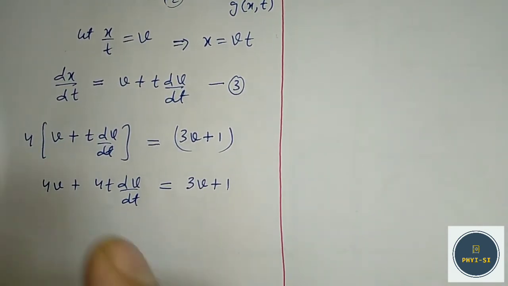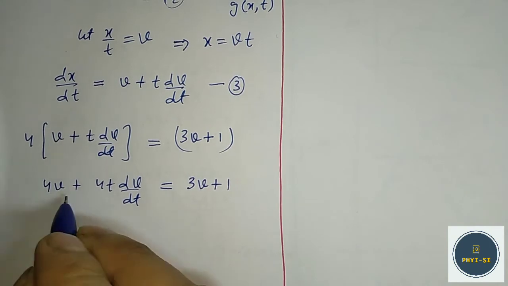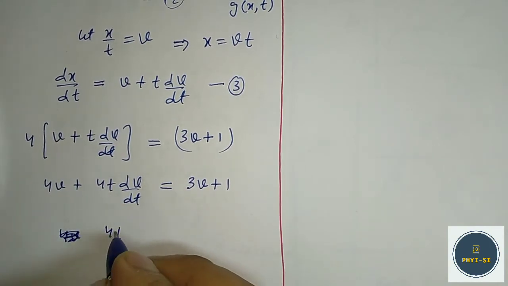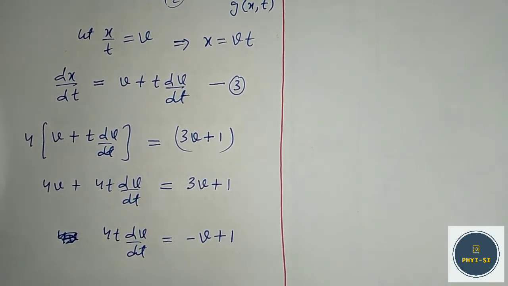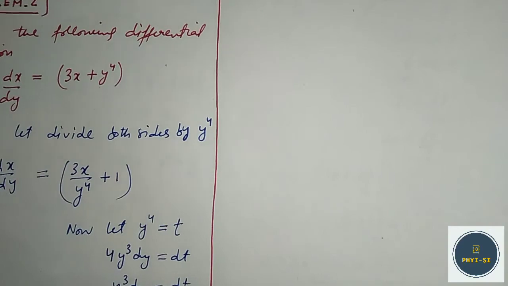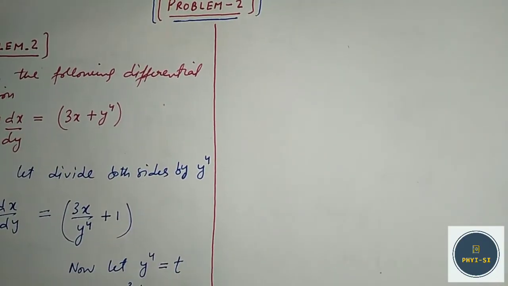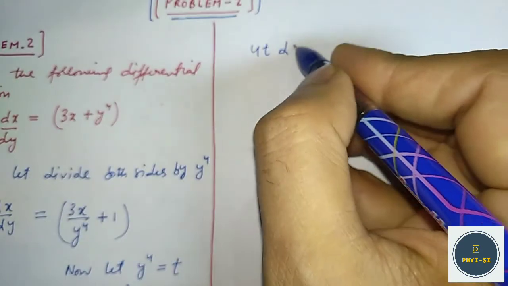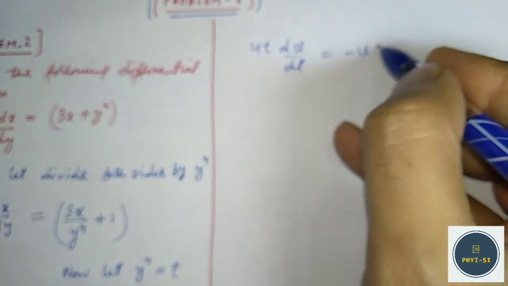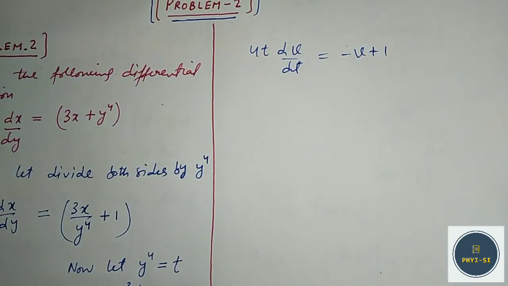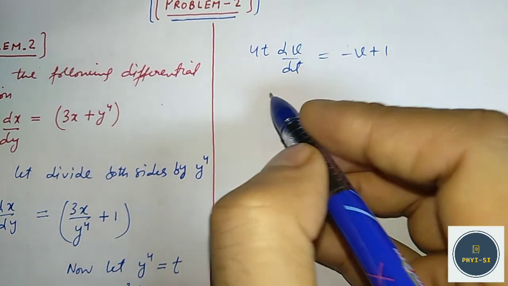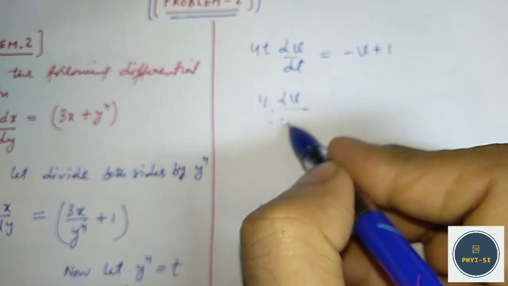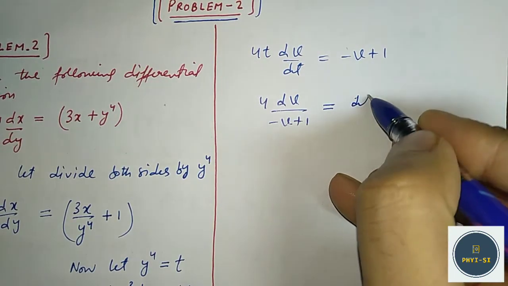4v can be taken on this side, so it becomes 4t dv upon dt is equal to minus v plus 1. I'm taking this to the other side, so we have 4t dv upon dt is equal to minus v plus 1. So it will become 4 dv upon minus v plus 1 is equal to dt upon t.